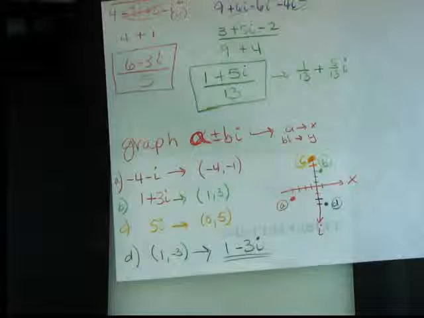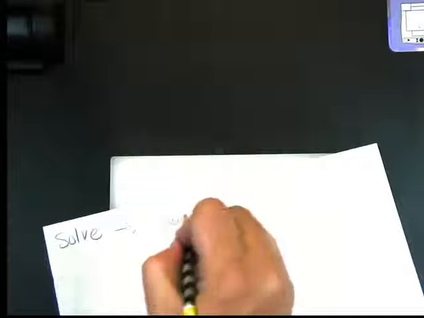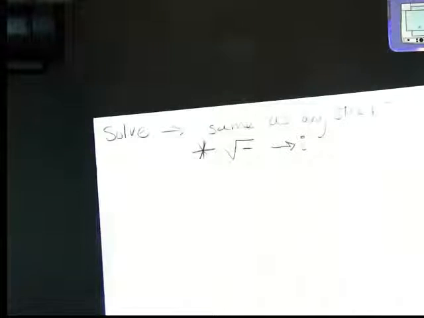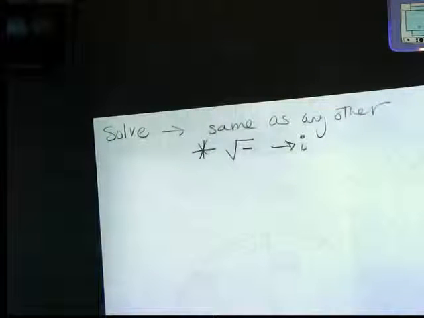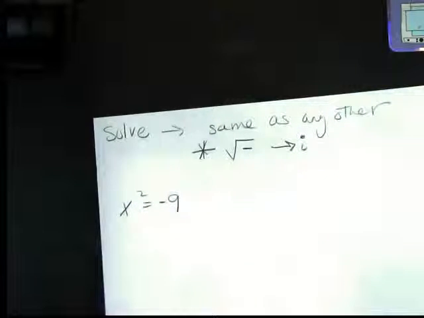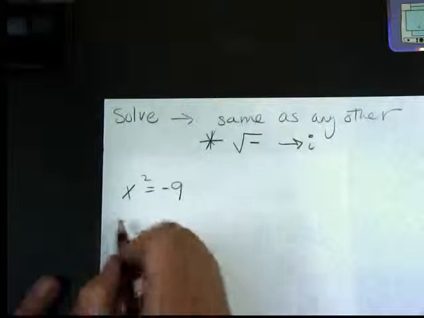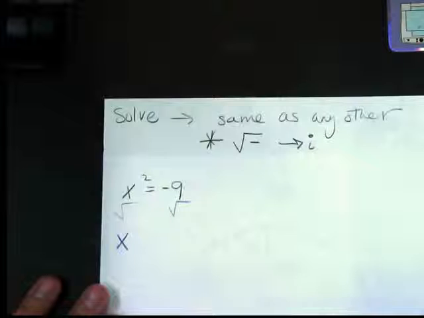All right, and the last thing that we need to do with imaginaries is we need to be able to solve them. Solve is the same as any other. Just be careful, if you square root a negative, you get an I. That's going to be the only difference. So here I have x squared is -9. We know it's a square. Square is isolated, so when I square root both sides, I get my x.